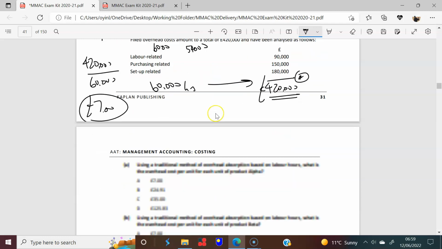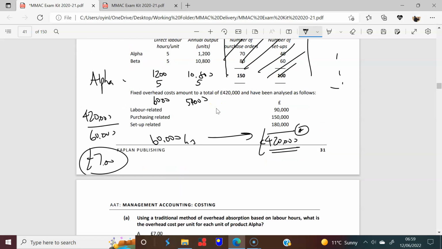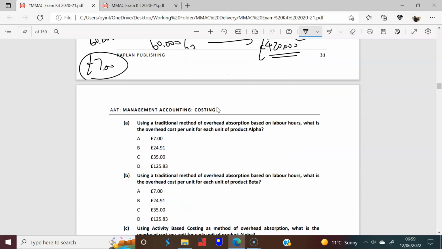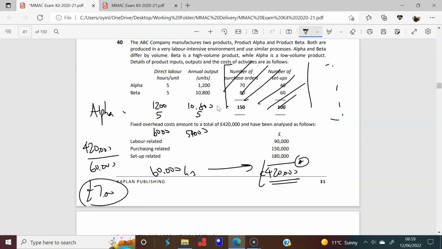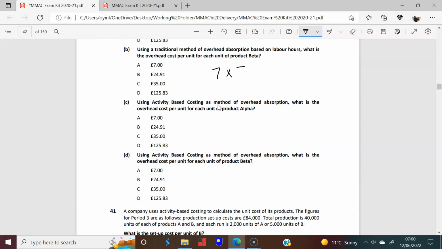I need 5 hours to make a unit of beta. Well, that's pretty straightforward. What is the overhead cost per unit of alpha? For alpha, direct labor hours per unit is 5. Yes, of course, 7 times 5, and that's 35. And so my answer here is C. The same thing would apply for beta, because it's 5 hours as well. I need 5 hours to make that. So that's 7 times 5, and that's 35, right?